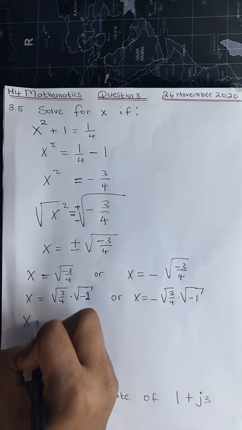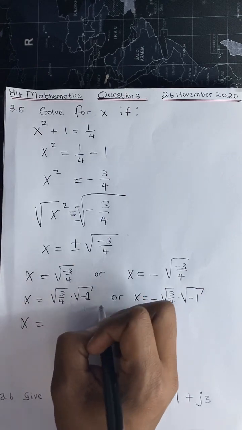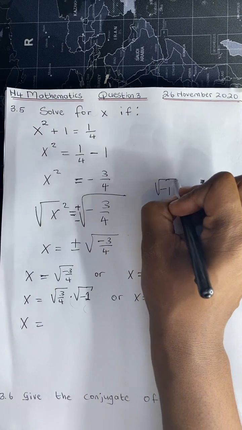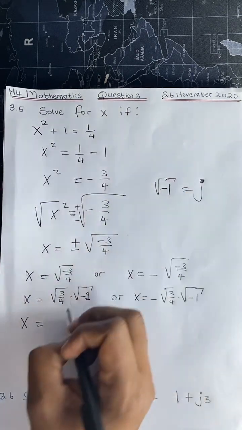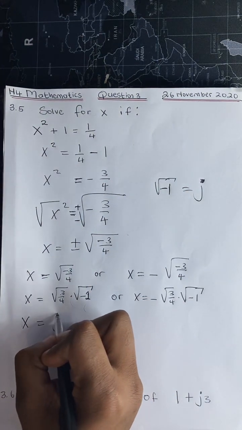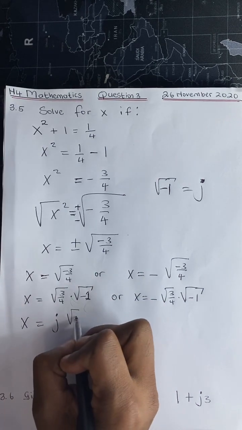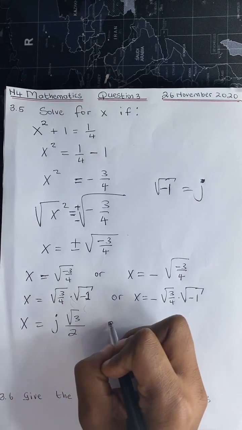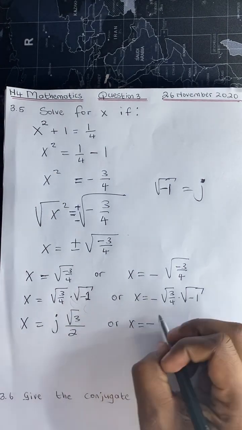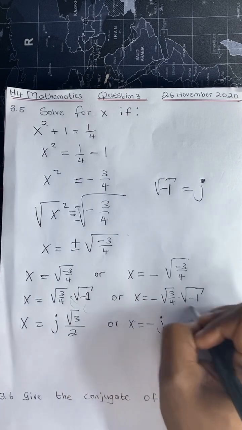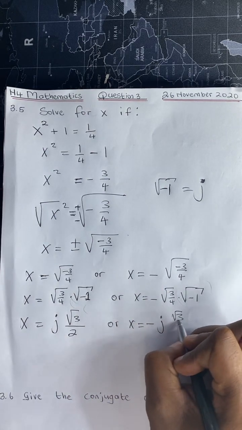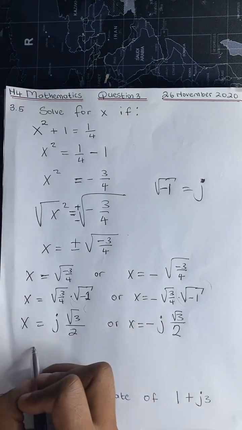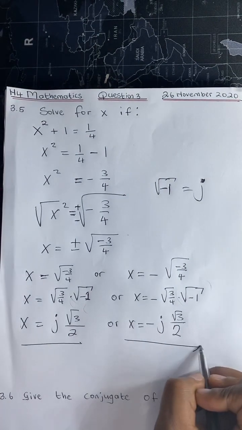So we know that the square root of negative 1 we represent with j or i, but in most cases it's the j. So this will be equal to j times the square root of 3 over the square root of 4, which is 2, or x equals negative j times the square root of 3 over the square root of 4, which is 2. So our x will be those.